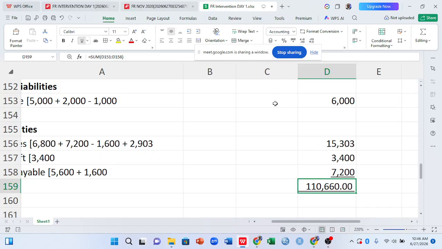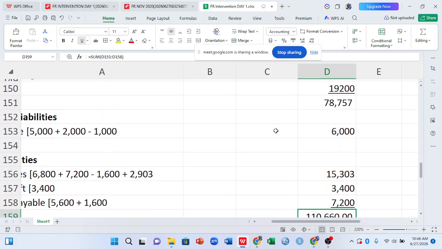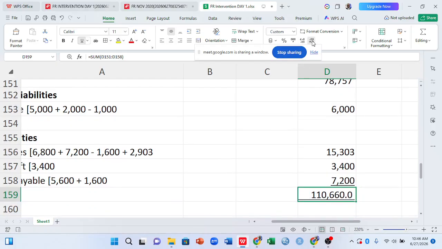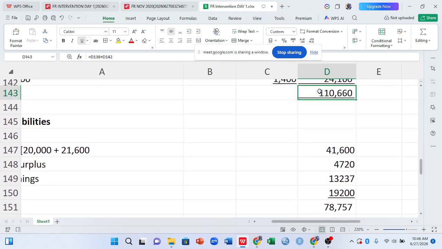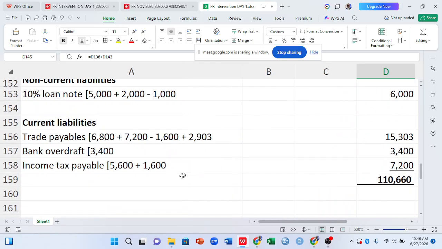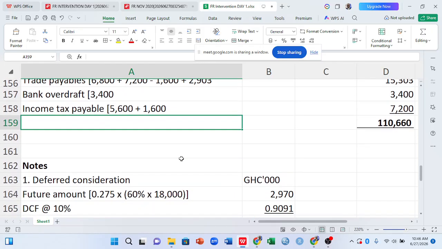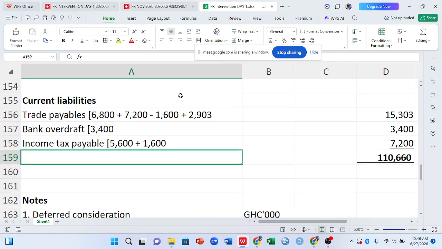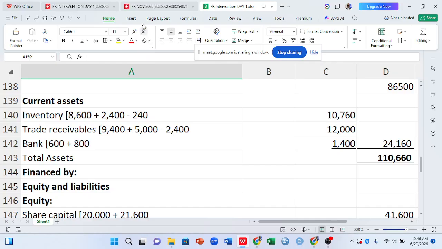Let me see. Is it balancing? It's balancing, right? Yeah, it's balancing with what we have here. So we'll close the chapter on consolidation. This is on the position. So we'll close the chapter on that.